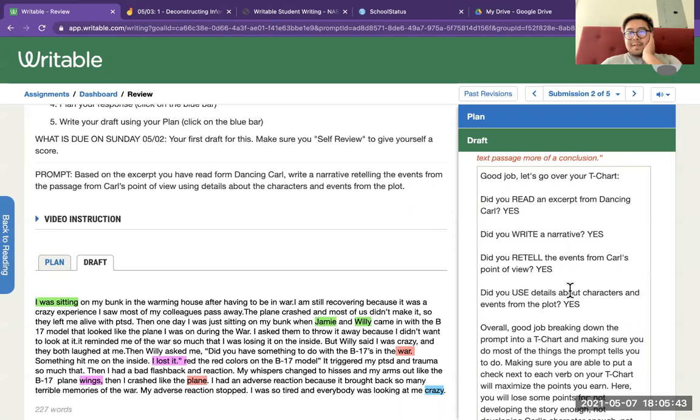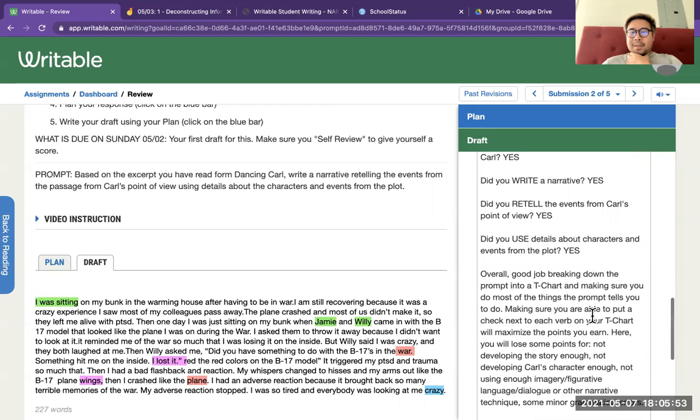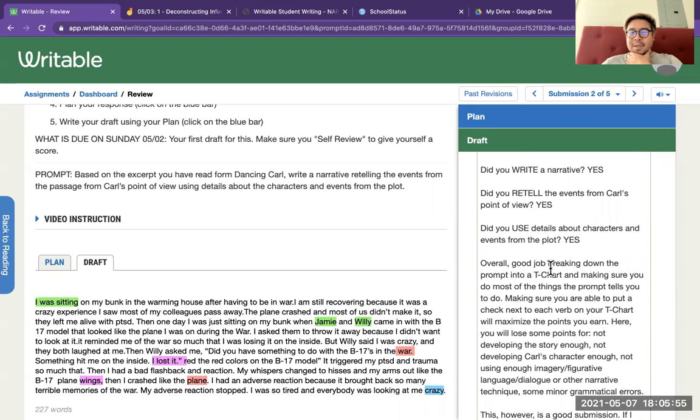The events from Carl's perspective. Yeah, these are your verbs: read, write, retell, and use. So I would be checking these things off on my piece of paper as I write my response to the prompt. So I said, overall, good job breaking down the prompt into the T-chart and making sure you do most of the things that the prompt tells you to do.